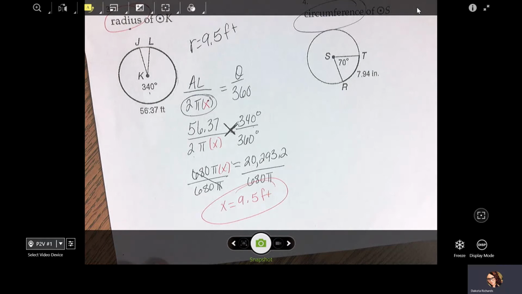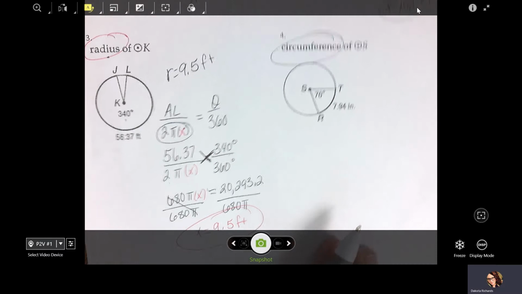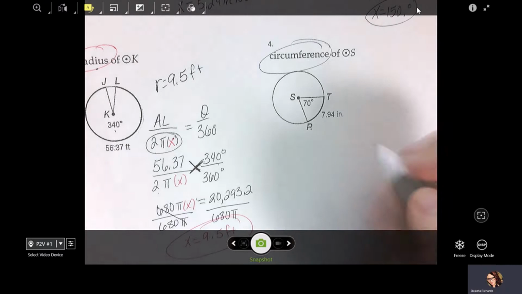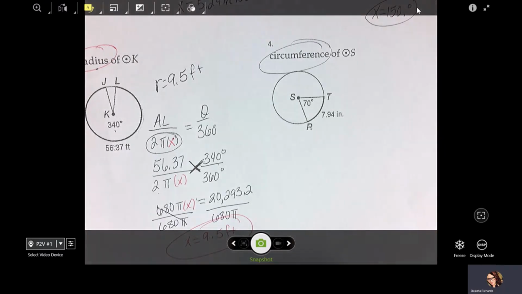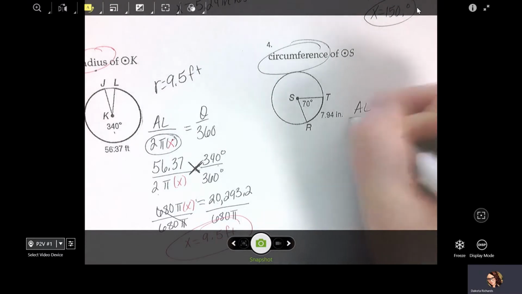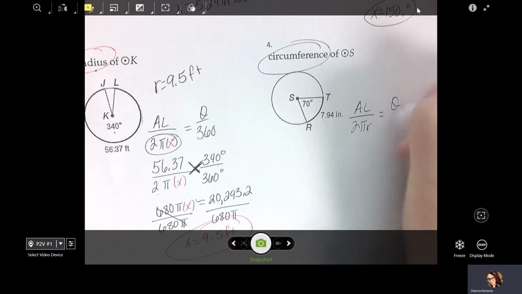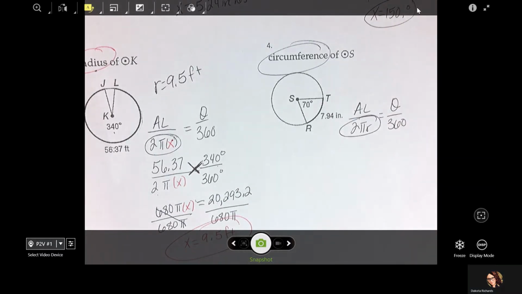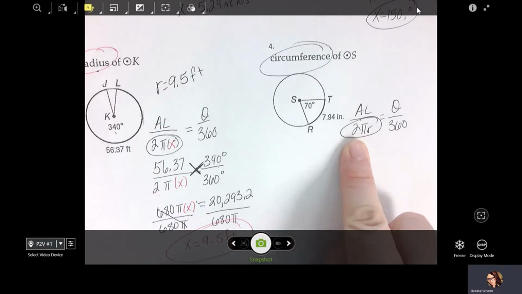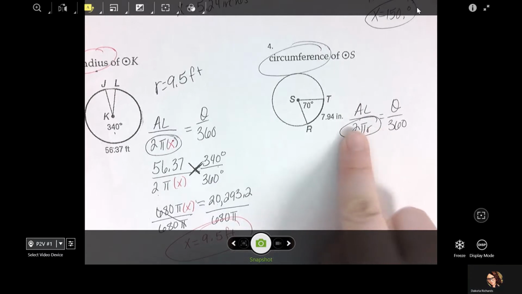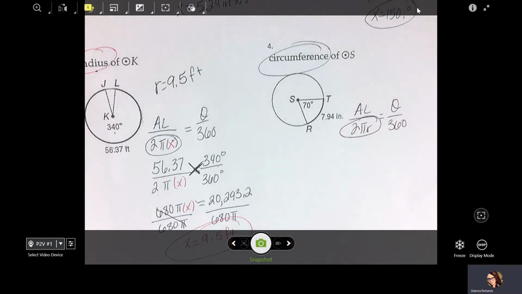On number 4, what are you asked to find, Dalton? Circumference. So that's just part of the formula. And again, I start out my problems. You probably already have this formula memorized, but it doesn't hurt to keep writing it down. Okay, it's arc length over 2 pi r equals theta over 360. Now, do you see that 2 pi r is the formula for circumference? So we are going to replace that entire denominator with an x.